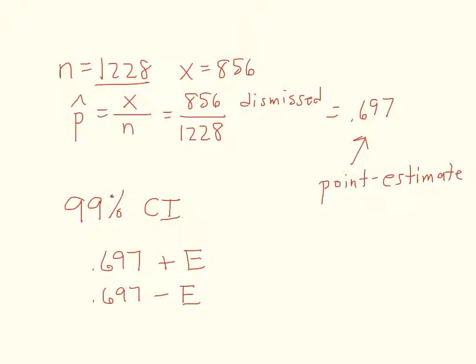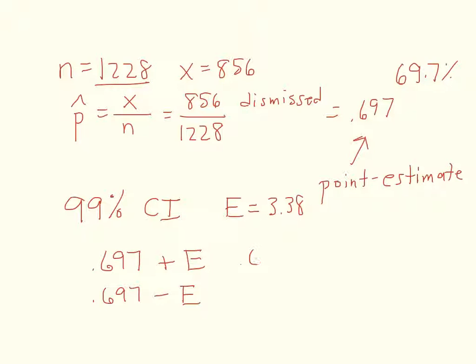So if we go to our technology, I've punched the numbers into the calculator where I use 1228 for n, and remember we put it in the calculator as a percent. So I'm going to put in 69.7% for our p hat, or our observed proportion. And I selected a confidence interval of 99%. I get a margin of error, an E, of 3.38. Now remember, that's in percent.